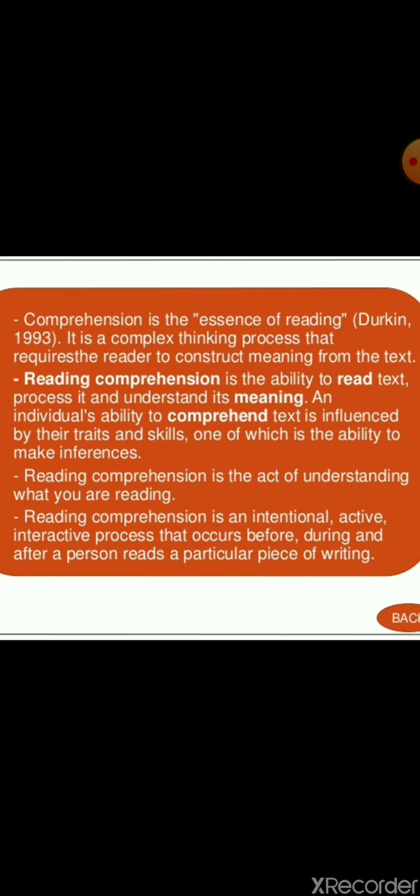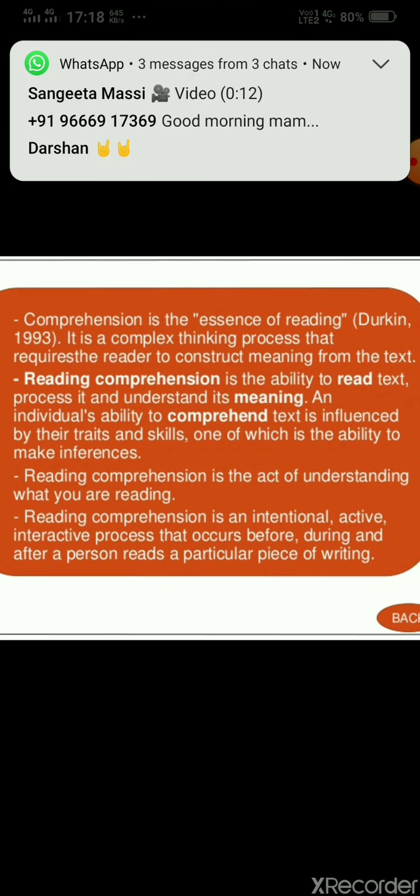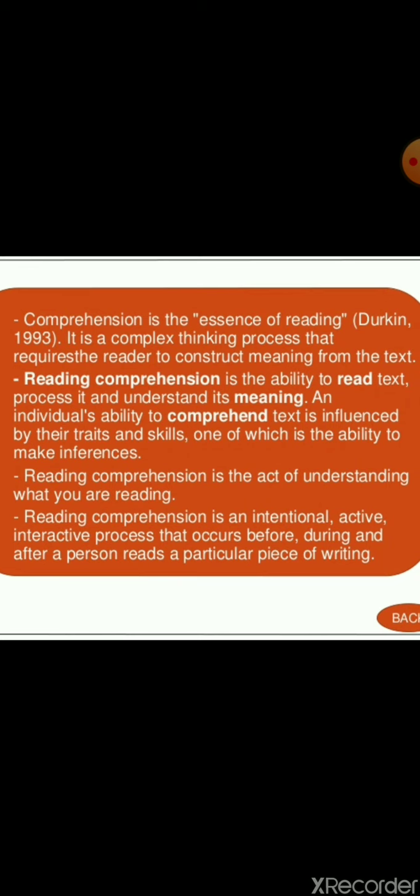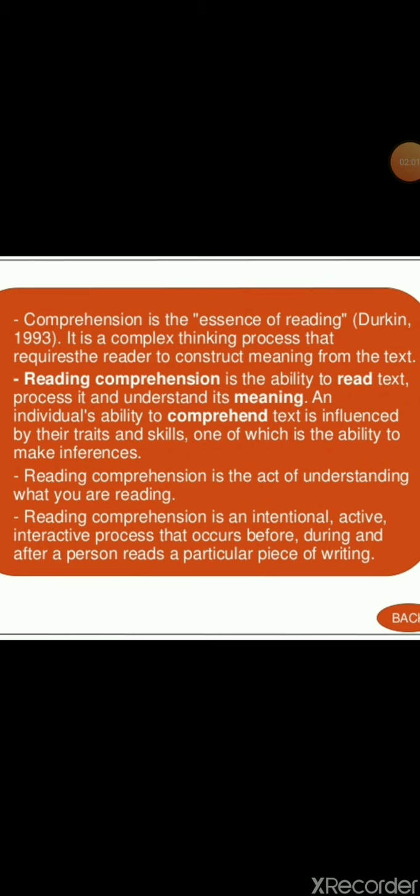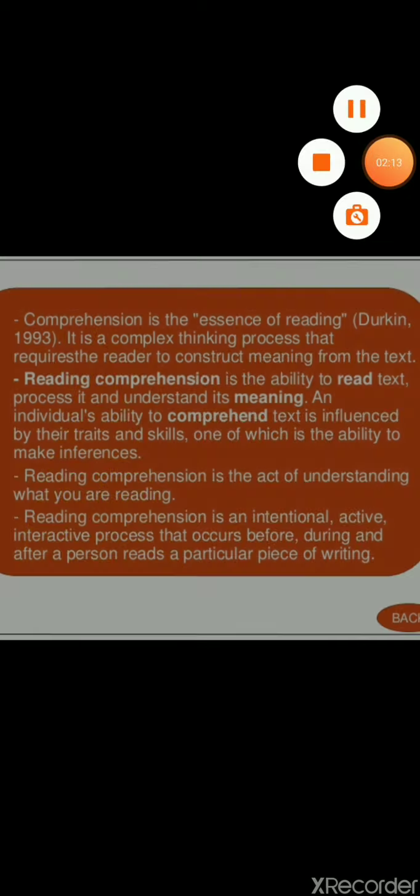You need to think before, as you read the title, afterwards, during reading. By reading a particular piece of writing, you will understand something different at the end than while reading, and when you start.